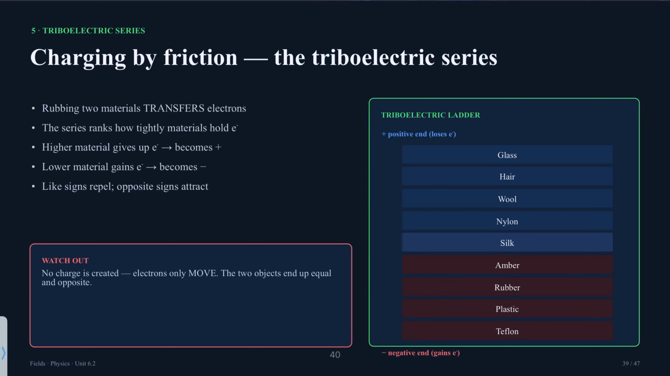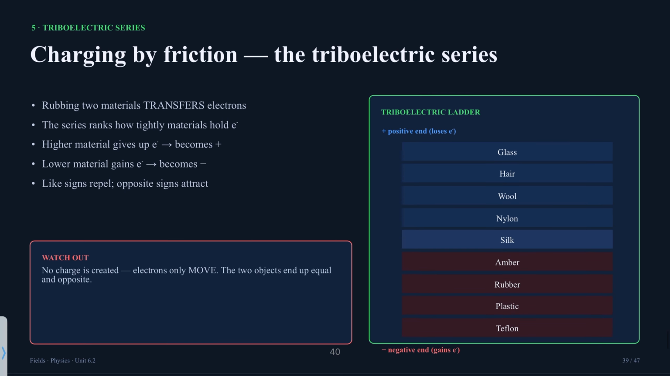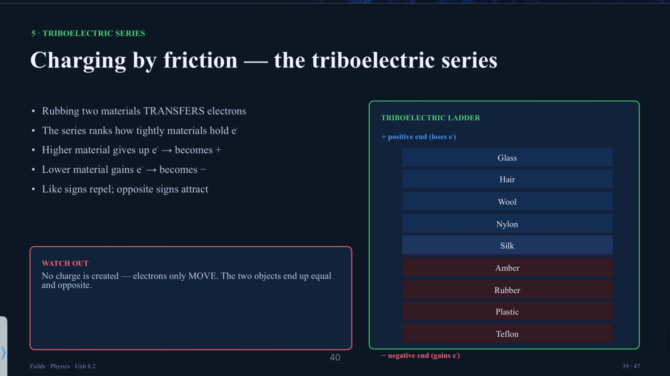In this video, I'll be going over the triboelectric series and how to solve problems regarding it, what it means conceptually, as well as what implications it has on different materials. Okay, so first, the triboelectric series concerns a lot of objects. As you can see here, quite a few objects that are charged by friction.